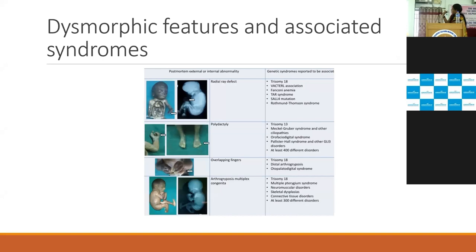The common dysmorphic features, like the radial ray defect, and the genetic syndromes associated with that. It can be trisomy 18, VACTERL association, the TAR syndrome, and polydactyly, it can be trisomy 13, overlapping fingers in trisomy 18. So many syndromes are there, and so in fetal autopsy, we have to look for what abnormality, and we have to refer to all the syndromes with that abnormality and decide which syndrome. The associated one or two anomalies may be seen on the ultrasound, but a fetal autopsy adds to the diagnosis and confirmation of which genetic syndrome it fits in.